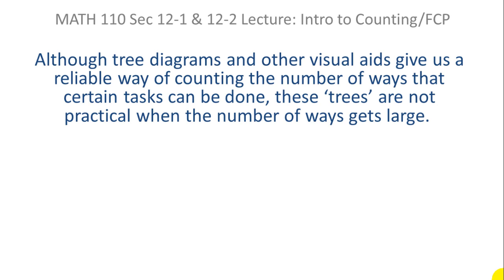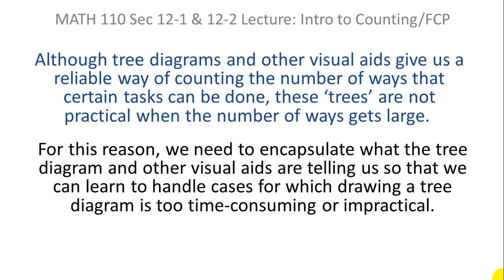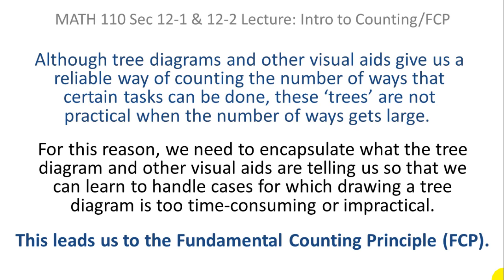So that's what we want to do now, sort of looking at a better way of doing problems where the number of branches would just be too large to practically do it that way. And the idea is to just look and think about what a tree diagram is telling us so that we can figure out a way to avoid having to actually draw it out all the time. Doing that leads us to something called the fundamental counting principle. I'll call it FCP sometimes, just to shorten the words.